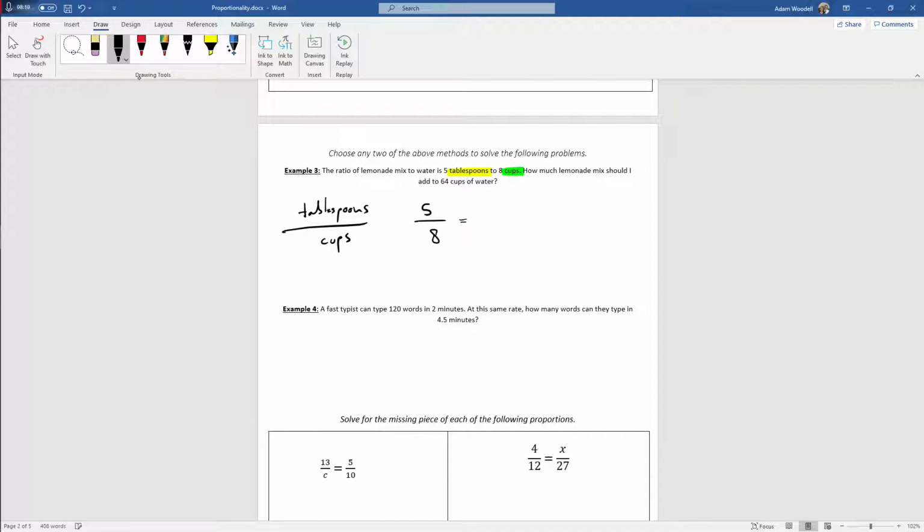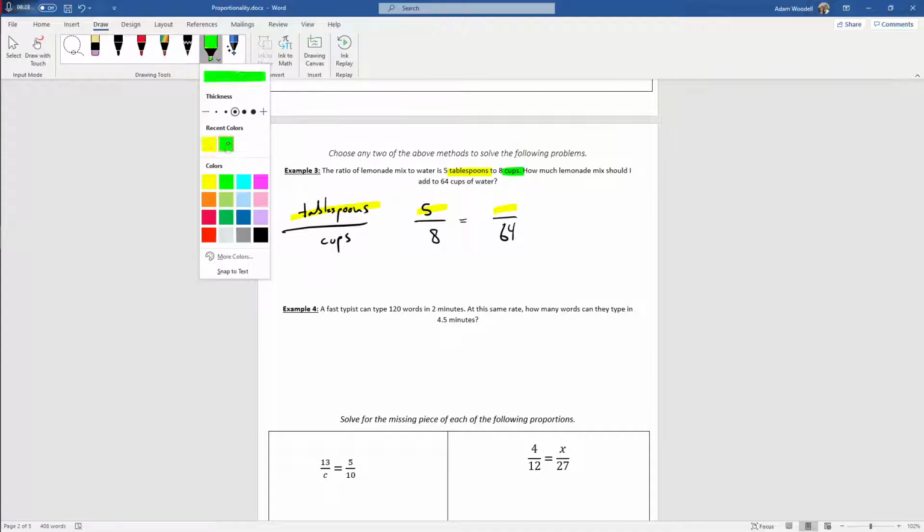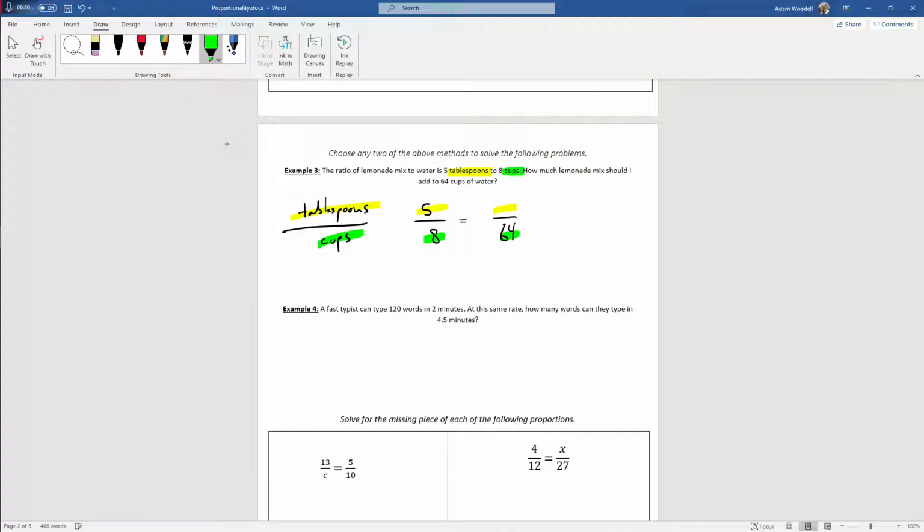Set that equal to, let's look at how many tablespoons I have. Well, I don't know how many tablespoons I have. How many cups do I have? 64. Okay, cool. So again, my first step is to just figure out, well, I said tablespoons was up top, and then I said cups was on the bottom. So I'm using my color coding, my kind of word ratios to help me out. But I'm stuck in a weird spot because I don't know what is up here.